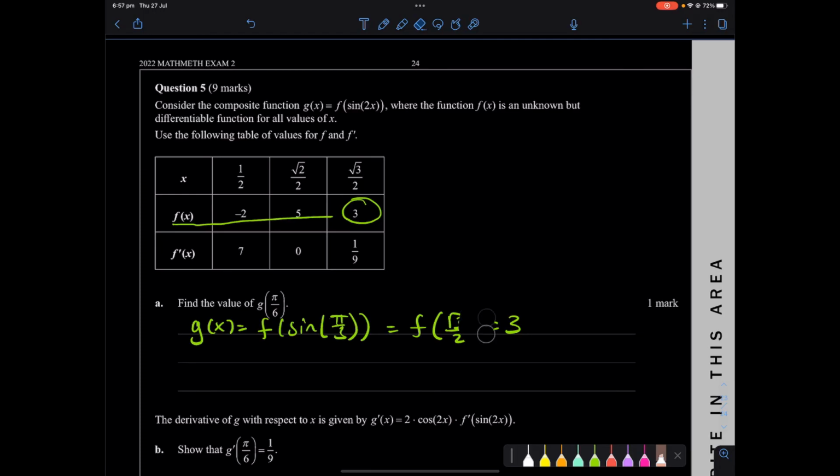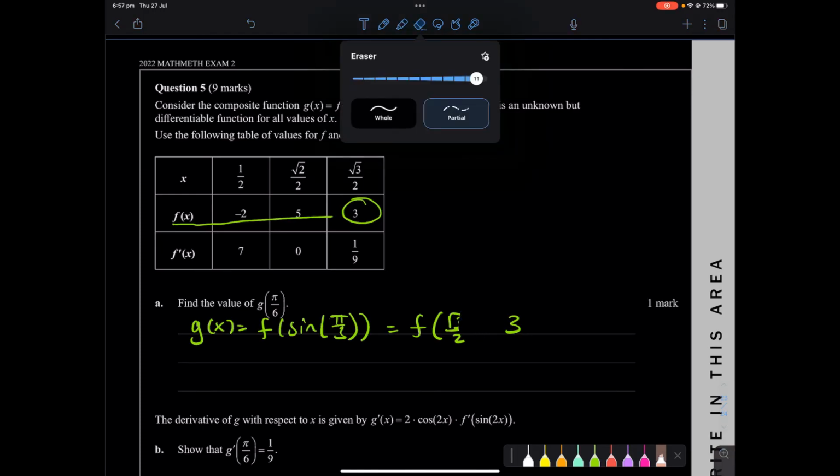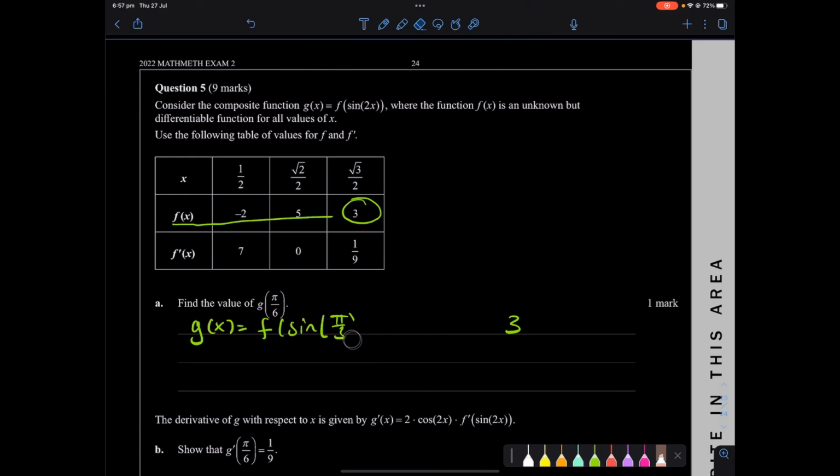It's only 1 mark, so I'm just going to rub this off. It's just rubbish over here, so I'm just going to rub that out. It's not important.